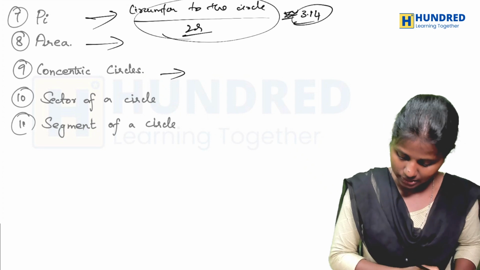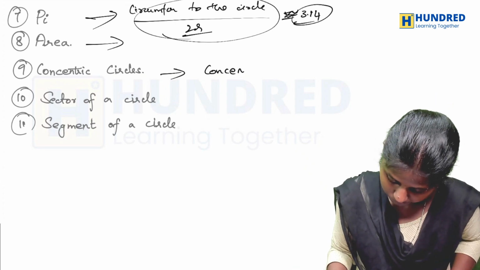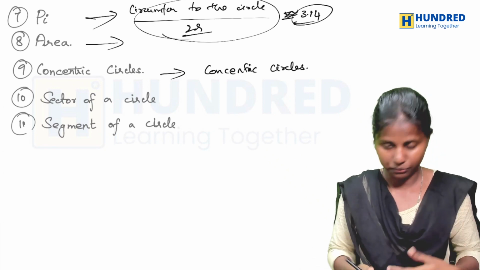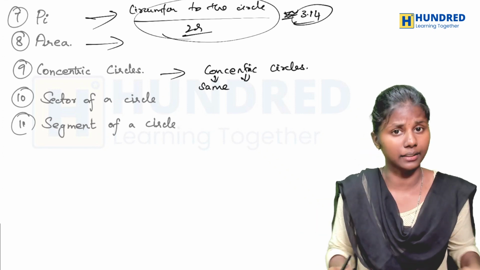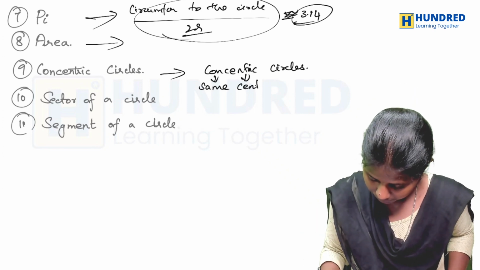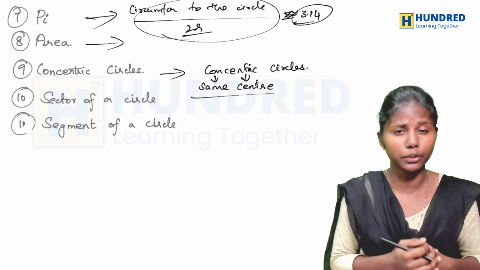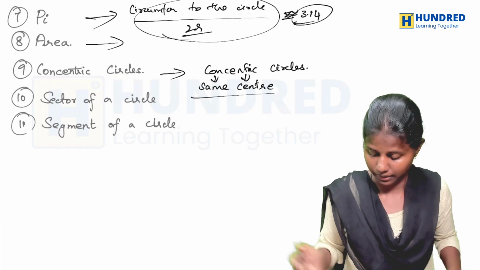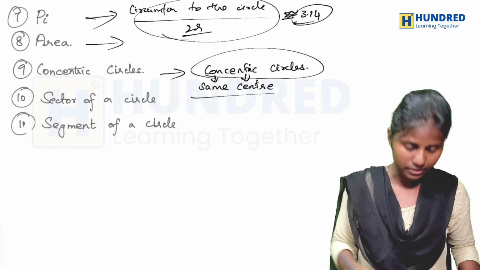Then what are concentric circles? Concentric, from the name itself, defines the meaning: con means same and centric means center. Concentric circles relate two circles which have the same center. Then those two circles are termed as concentric circles.